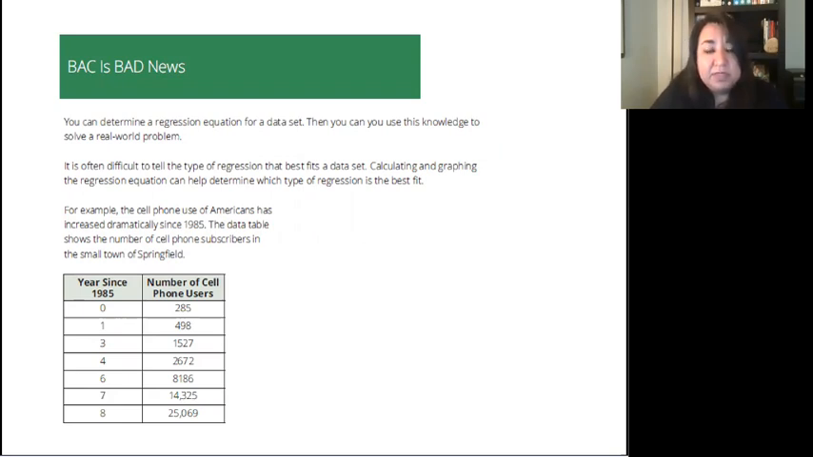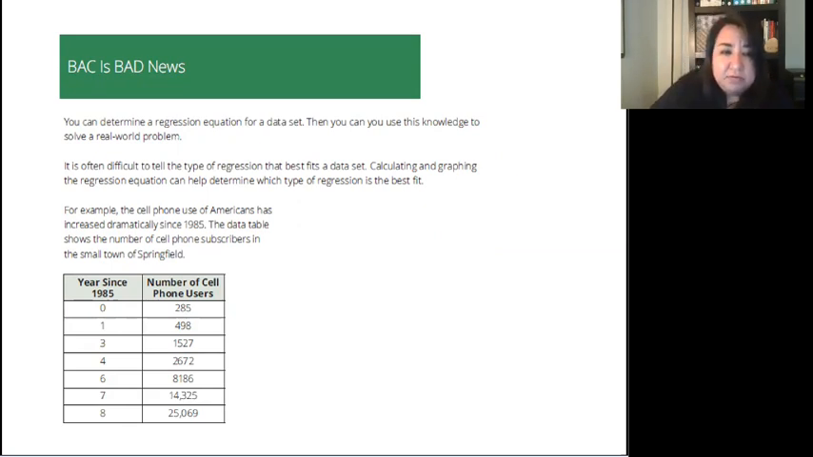For example, look at this table below. This represents the number of cell phone subscribers in a small town of Springfield over time. So we can see that the number of cell phone users has increased drastically since 1985. It's giving us different increments of years past that date. And we notice that it doesn't look like it's increasing at a constant rate. So it might not be linear, but we're going to do a linear regression to be sure. It does look like it's growing at a pretty fast rate, so maybe it's exponential.